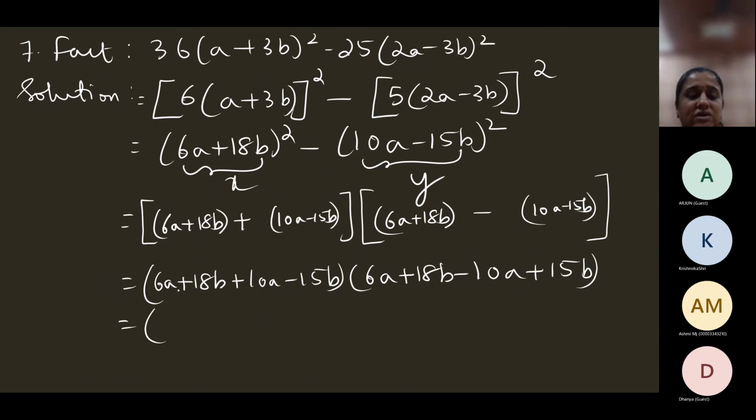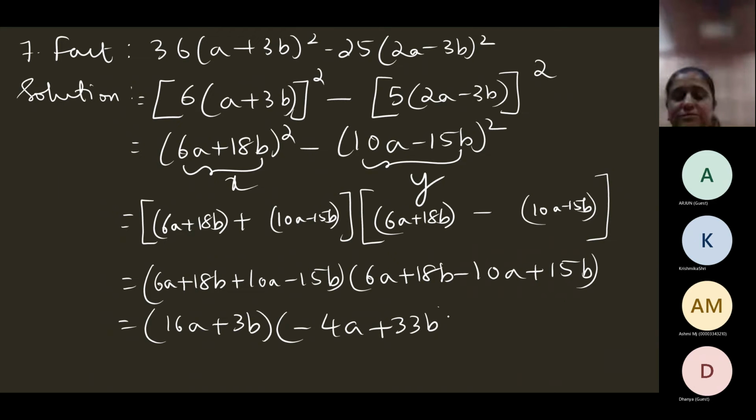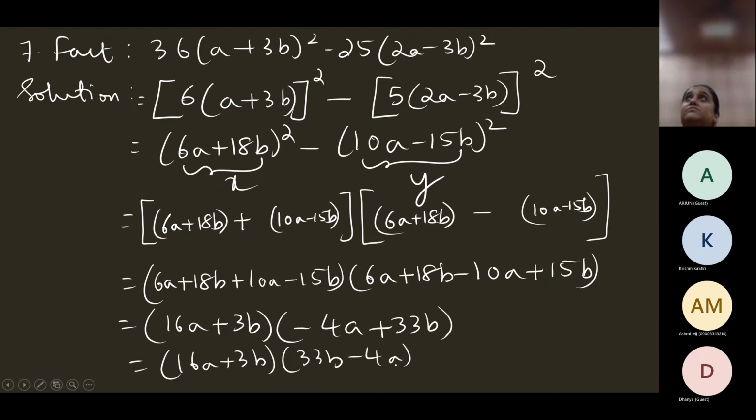Now, a terms: 6a, 10a, 16a, plus 3b into how much? Minus 4a plus 33b. Okay, so you can just write it like this, 16a plus 3b. You can put the negative term inside, like 33b minus 4. That's it.